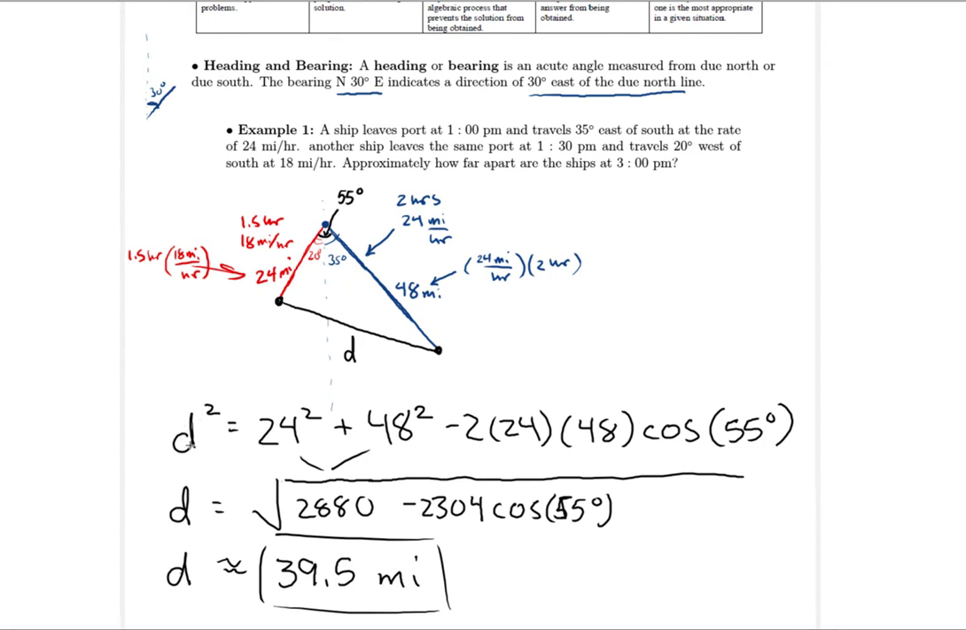Now, what you will see me do a lot is, when I'm using law of cosines, a lot of times I'll probably just say from the outset, d equals the square root of all this. So don't be thrown off if we do that, just to cut down on the number of steps we've got to take in our writing.